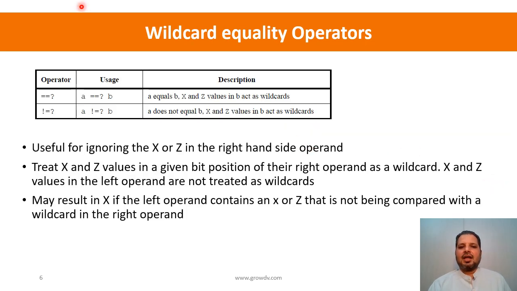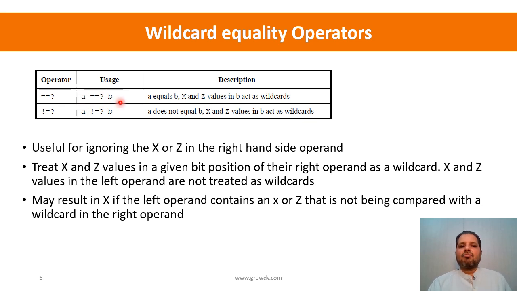Then you have another operator called wildcard equality. In the wildcard equality, just note the way it changes: it's double equal to with a question mark, and bang equal to with a question mark. So in the wildcard equality, if the right hand side operand contains any x or z's, those will be treated as wildcard. So it will match with whatever value is contained in the left hand side operand.